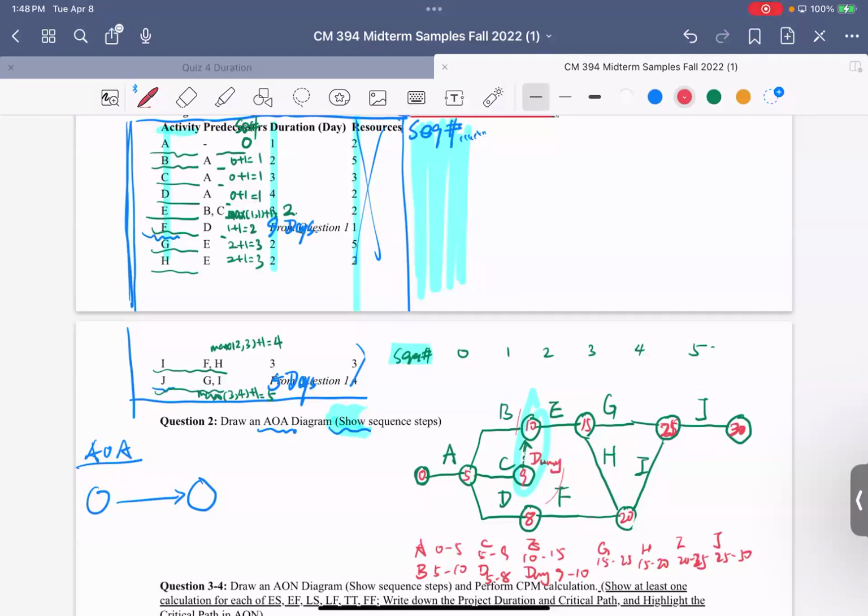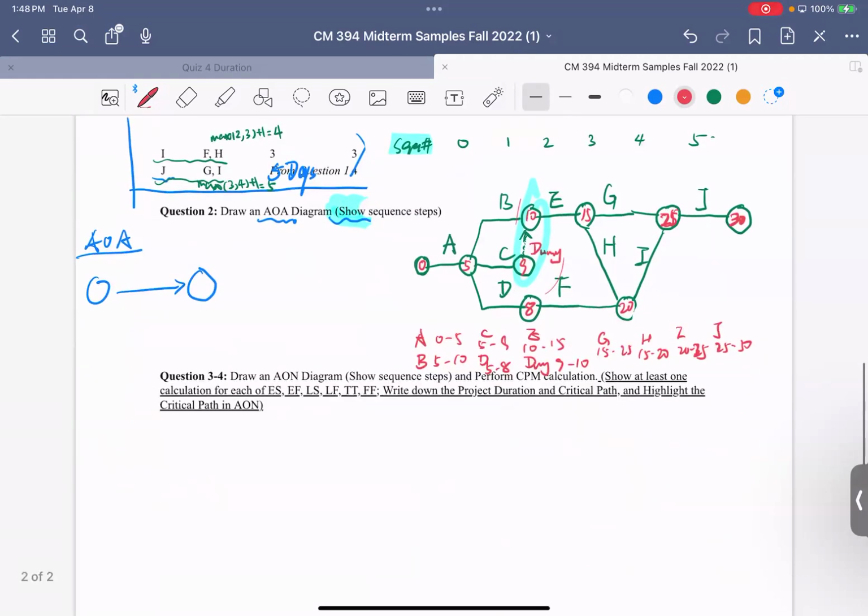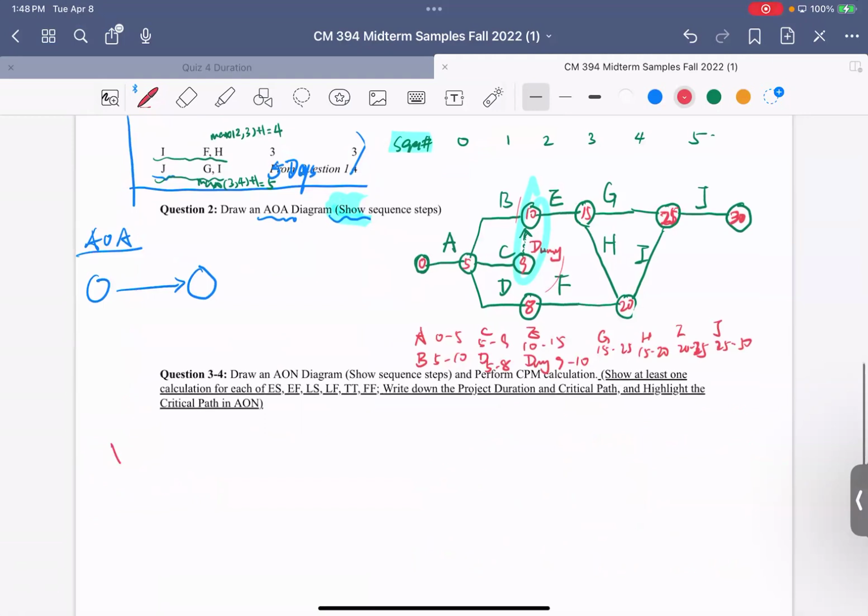Okay, so then you can convert this one. The solution is posted on the Blackboard. You don't need a picture. Then you can compare with your AON to make sure. So you still understand what is AON, right? This set, right?